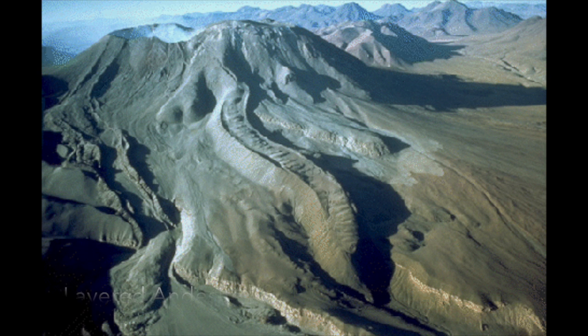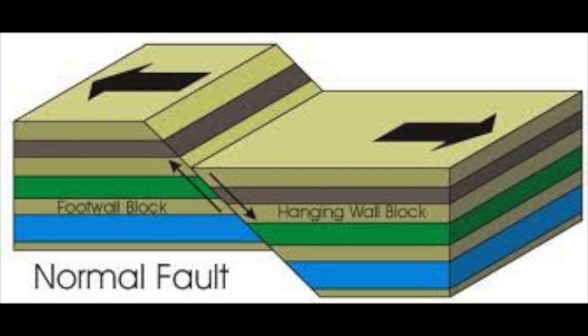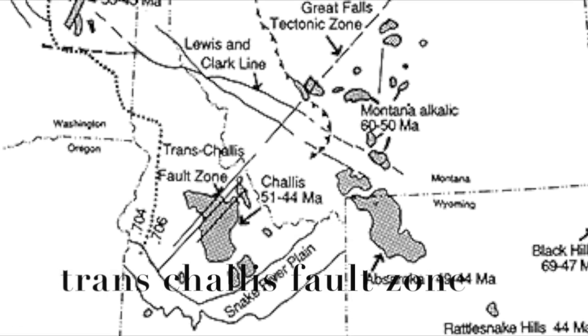This area contains many high and low angle normal faults. These faults tend to dip towards each other. All normal faults make up the Trans-Challis fault zone.